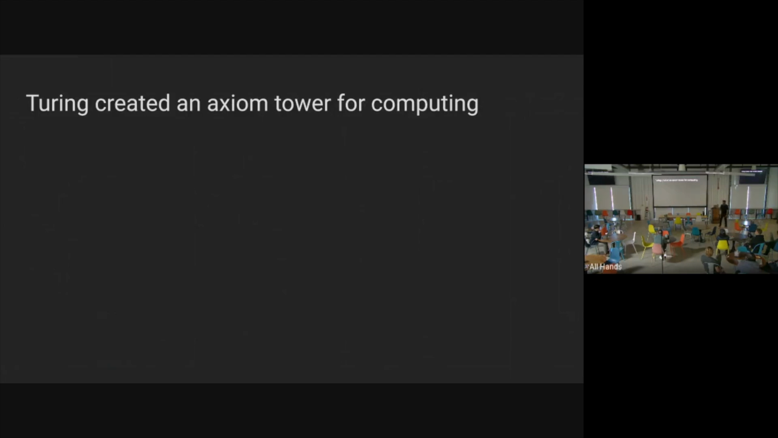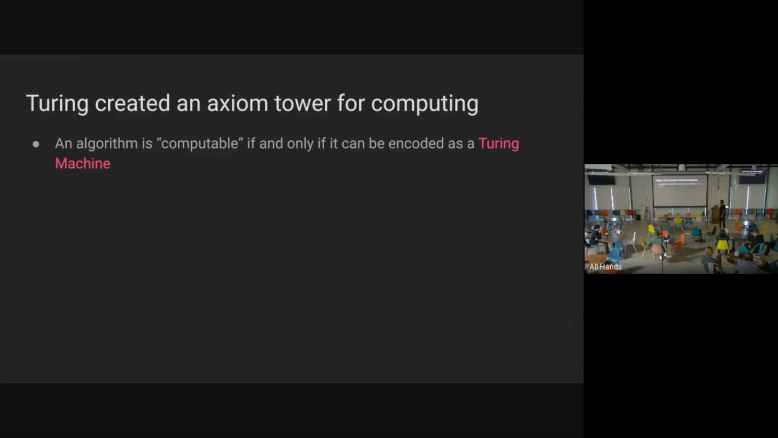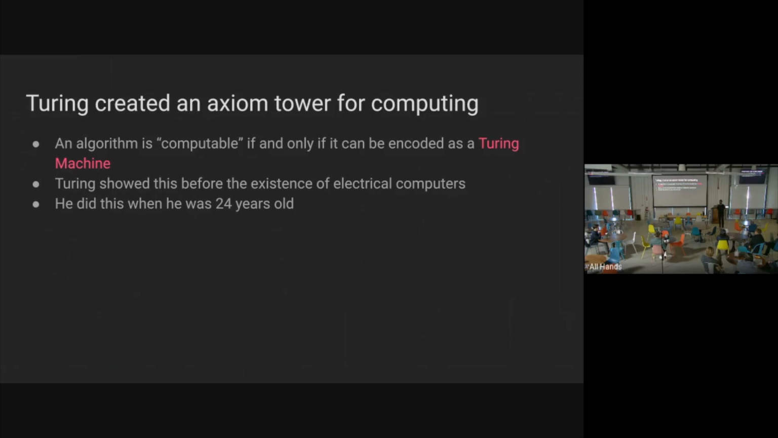Cool. So basically, Turing created an Axiom Tower for computing, and an algorithm is computable if and only if it can be encoded as a Turing machine. And Turing showed this before the existence of electrical computers, and he also showed this when he was 24 years old. If you have heard of the Turing Award, it's basically like the Nobel Prize for computer science, and it's named after Alan Turing. So some observations.